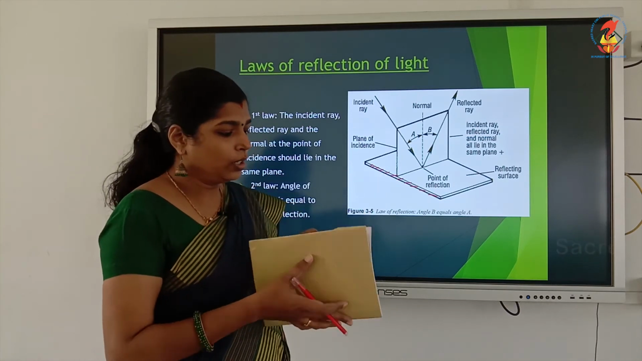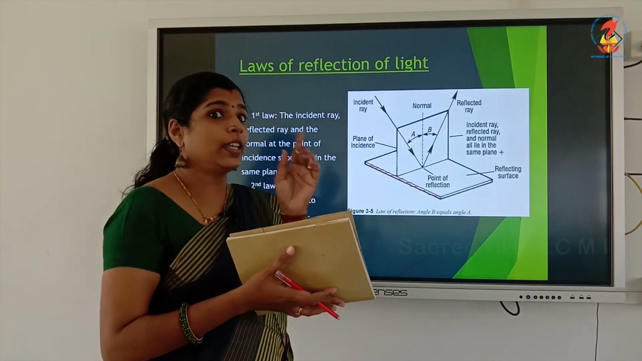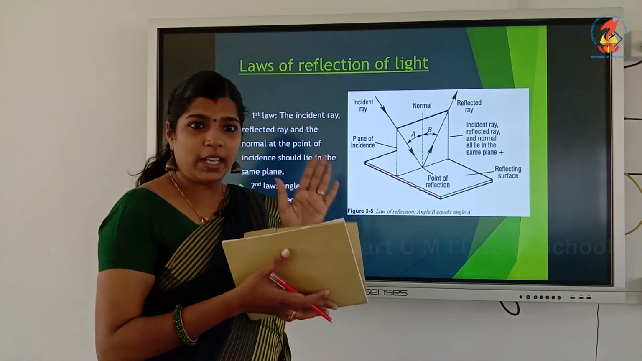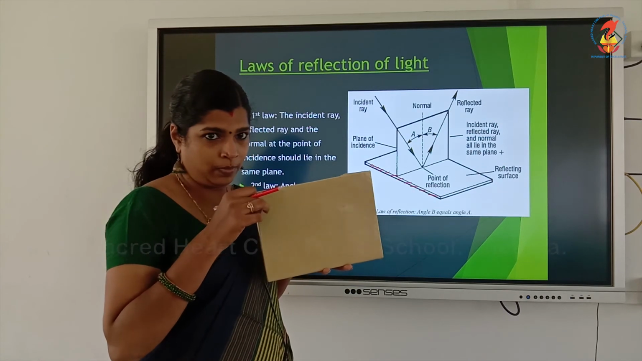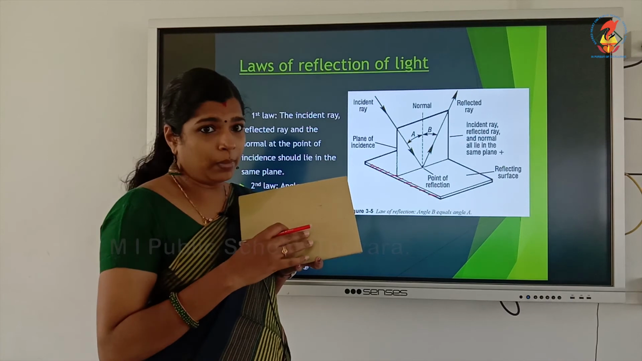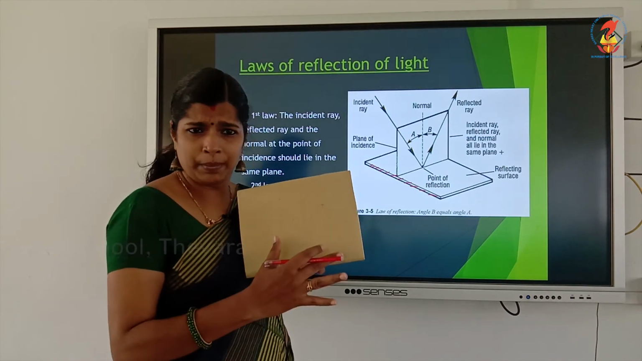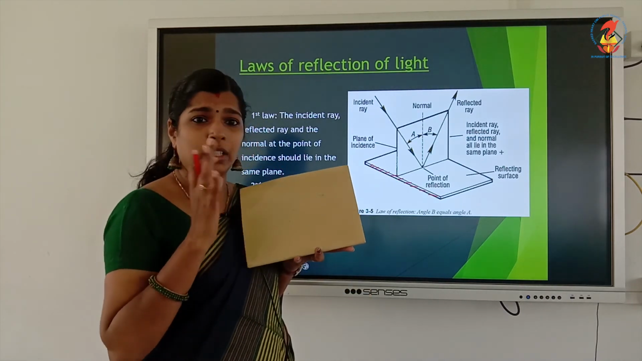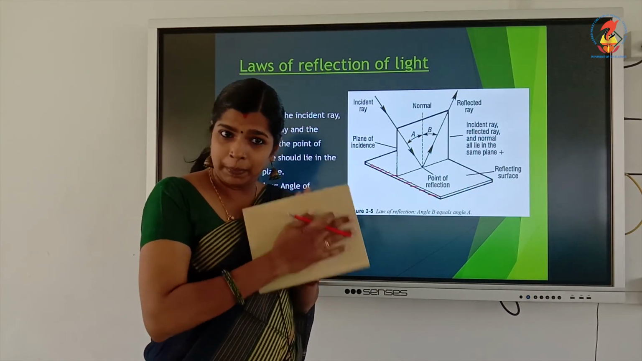Here so many pages are there, so each page can be considered as a plane. I am considering only this one, the first page. So, the incident ray, reflected ray and the normal at the point of incidence should lie in the same plane, not on the other side of this paper or above the paper. It should lie in the same plane.